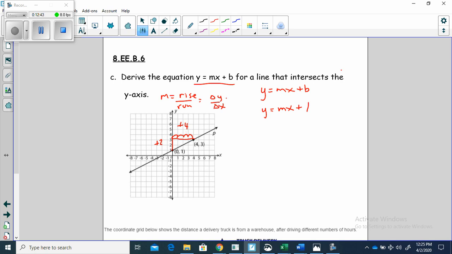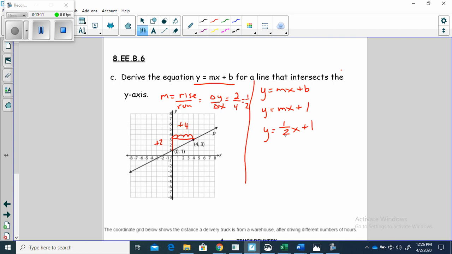So my m is change in y up 2 over 4. Can I reduce that? If I reduce that, wouldn't that be 1 over 2? I take 2 off of each one of them. Okay, so I'm going to put a line here so we'll know we're working different things. My m is equal to 1/2. I'm going to plug it in here. y is equal to 1/2 x plus 1.